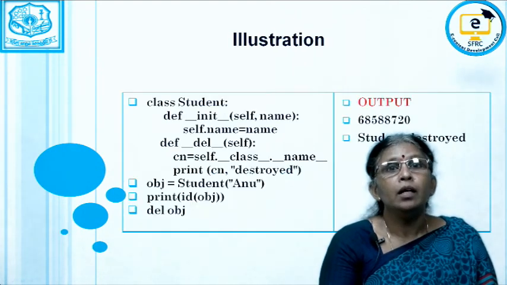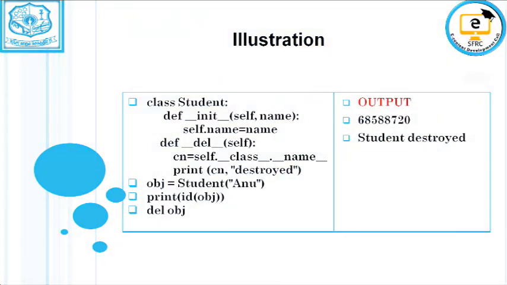automatically it can be deleted from the memory using the del method. Class student: init method for initialization, delete method for deleting the object. So double underscore del double underscore self. Cn is equal to self dot class name, then you can use double underscore class, then include the name of the class. So when the object is no more in reference, it is automatically destroyed.